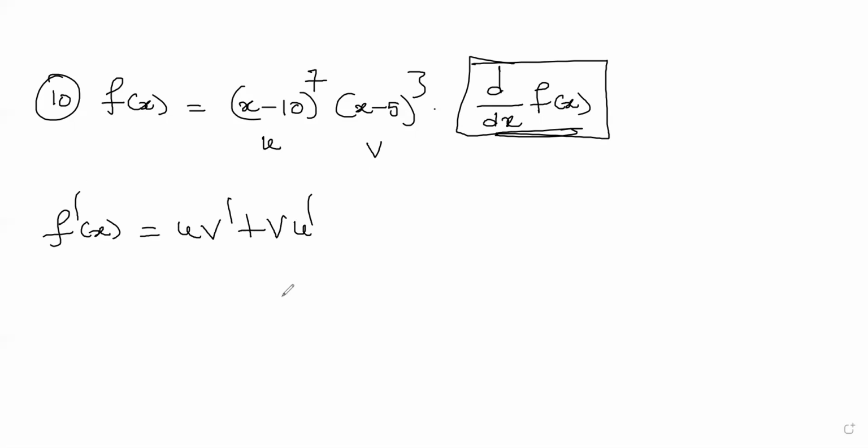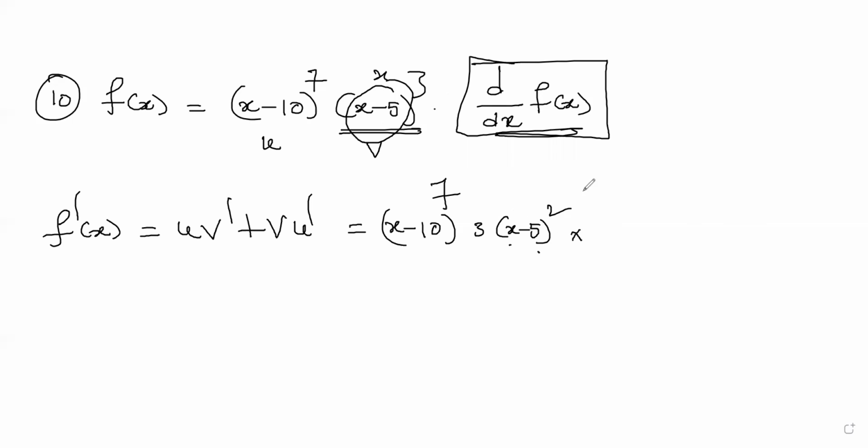So u is x minus 10 whole power 7. And now v dash is the derivative of x minus 5 whole cube. So it will come as 3 into x minus 5 whole square. You assume the entire thing as x; x cube gives 3x square. Instead of x, x minus 5 is there, and then the extra factor, you have to take the derivative, that is d by dx of x minus 5. This is anyway 1.